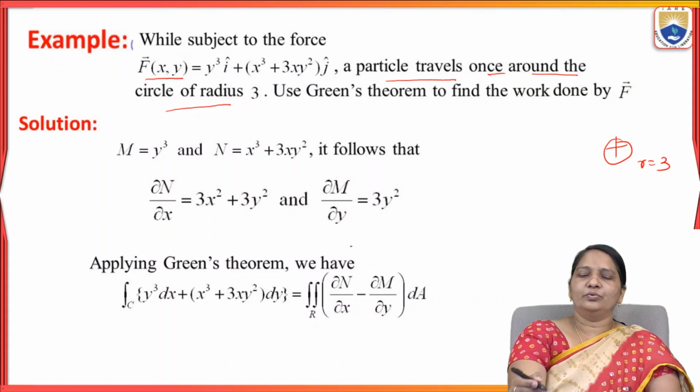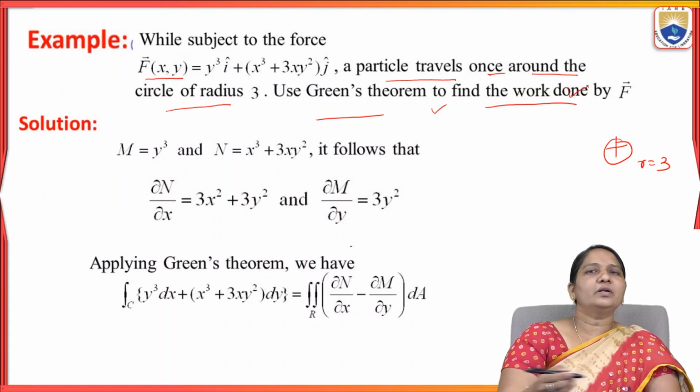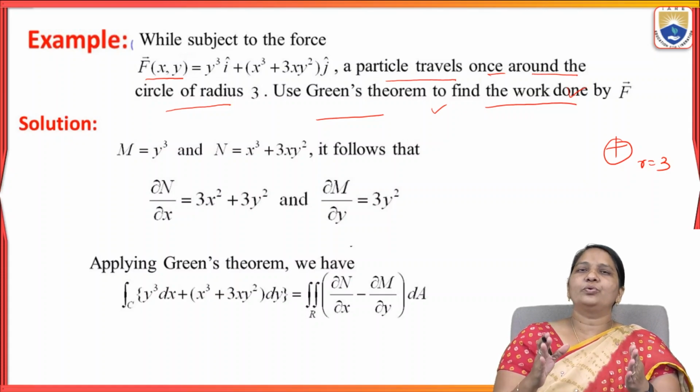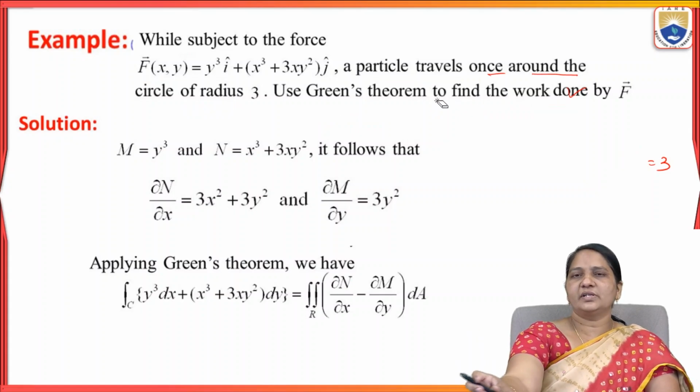So what we have to do is use Green's theorem to find the work done by F. First of all, as in the previous problem, we are going to note the data given, and according to the Green's theorem statement, first we will calculate the terms we need. Is it clear?